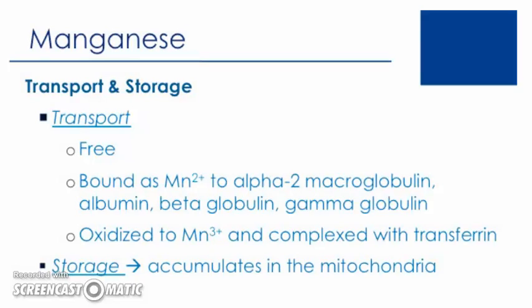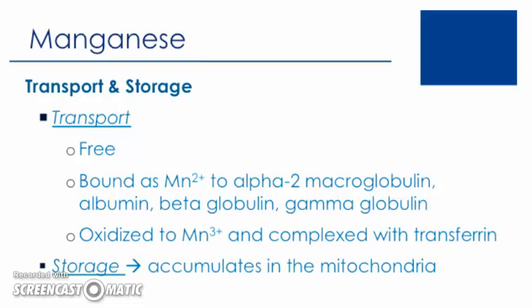We'll see information on the transport of manganese through circulation. There are different modes by which it will be transported through the bloodstream. It will either be transported as free manganese, or bound to a protein such as alpha-2 macroglobulin, albumin, beta globulin or gamma globulin. Or it can be oxidized to the manganese 3+ oxidation state and complexed with transferrin.